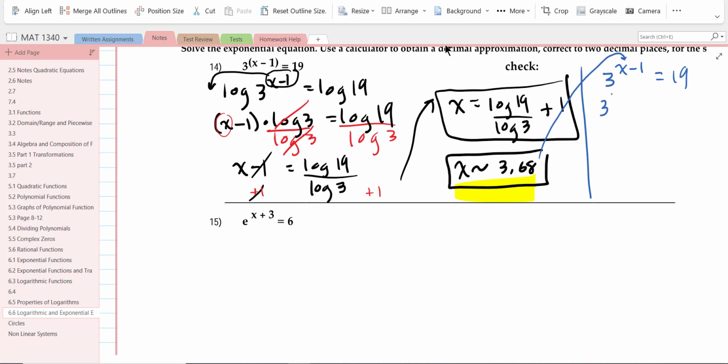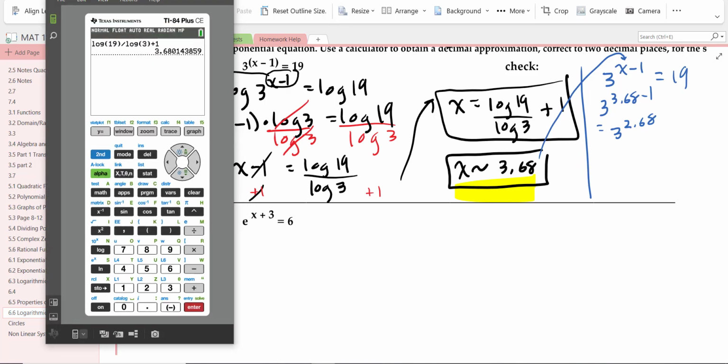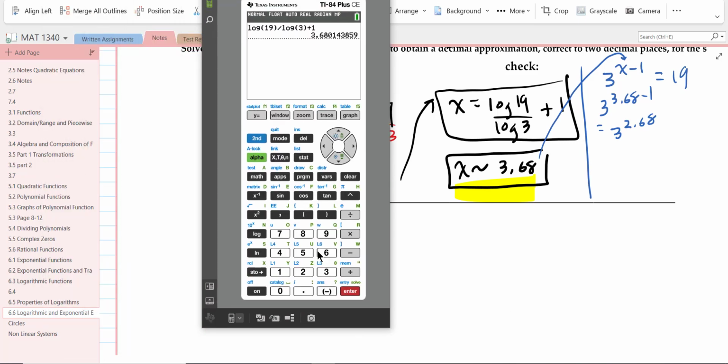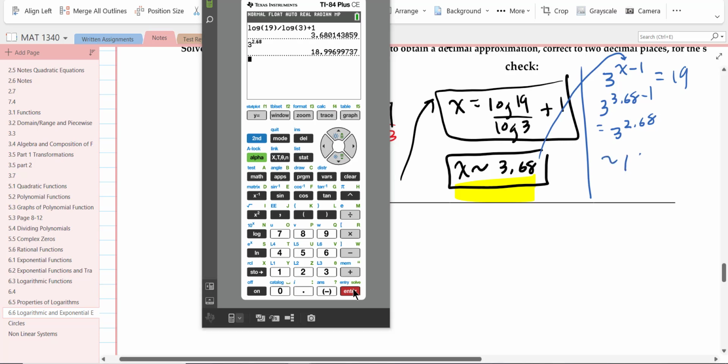So we'd have 3 to the 3.68 minus 1. That is 3 to the 2.68. Let's see if that's 19 or real close to it. If I go through and now just do 3 raised to the 2.68 power, look at that. That's about 18.99, so it's close enough. The reason it's not perfect is because I had to round.